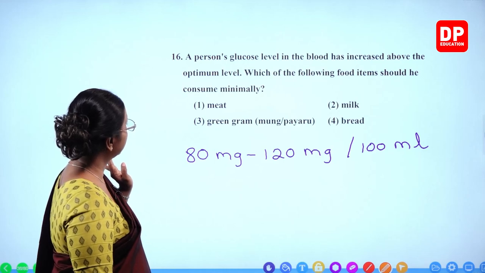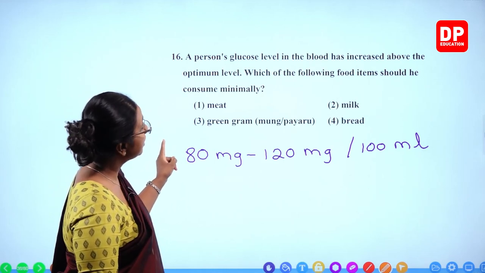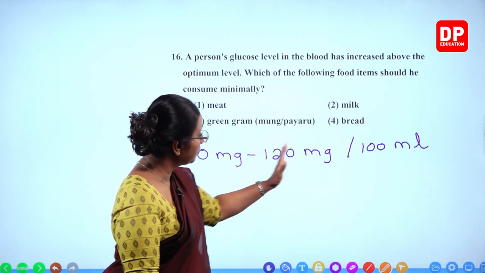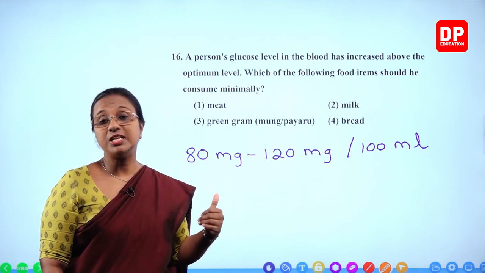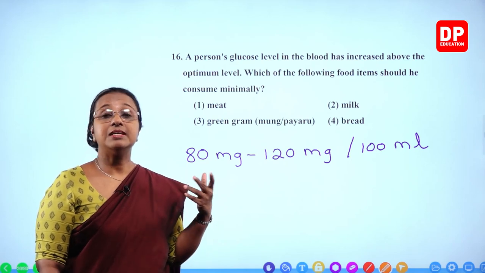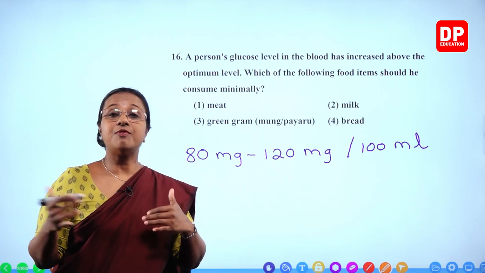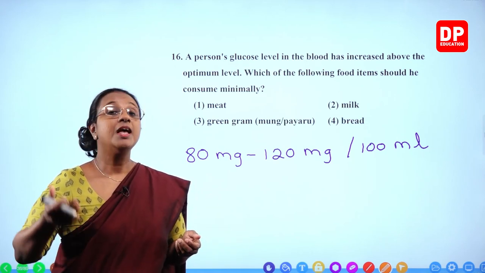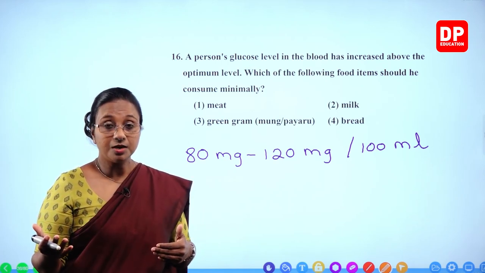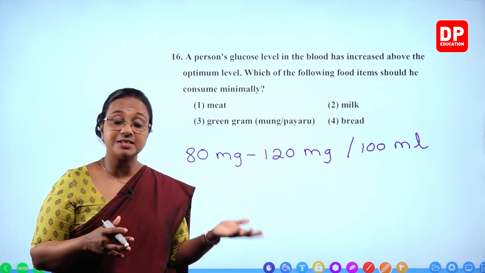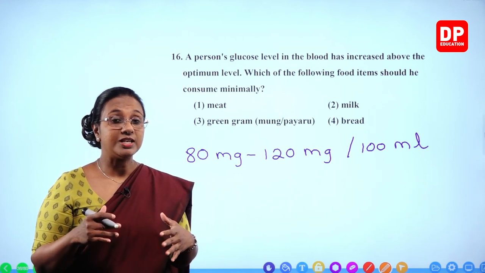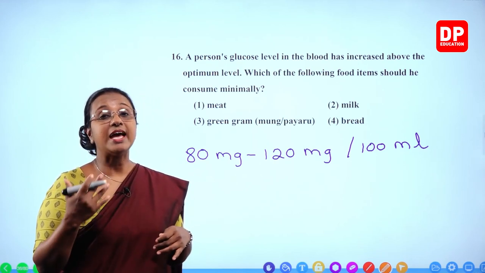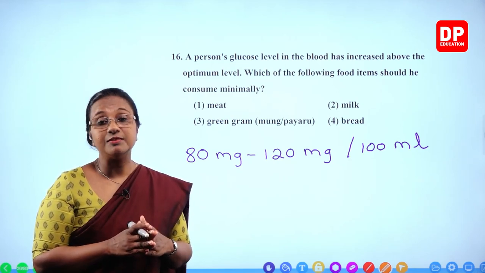But if you look at the question here, which of the following food items should he consume minimally? Now this is related to a person who has a slightly higher blood glucose level, so that will be more than 120. So the person has to reduce eating a certain food. So any food item that contains glucose in it or that can digest and form glucose as the end product. You all know, students, glucose is a monosaccharide. It's a carbohydrate, a monosaccharide. The constituent substance, the structural component of the disaccharides as well as polysaccharides is again the monosaccharides. So glucose is usually the structural component of all the polysaccharides. So any food that contains glucose or that can give glucose on digestion should be avoided by the person.